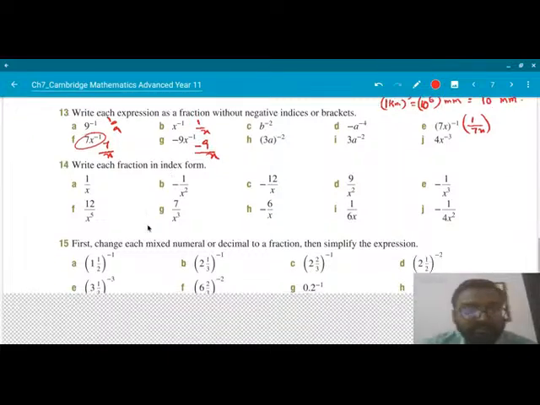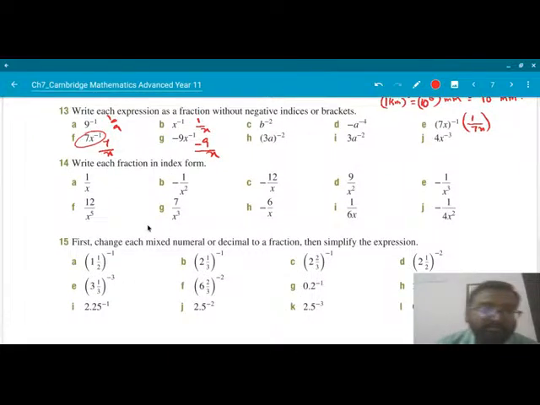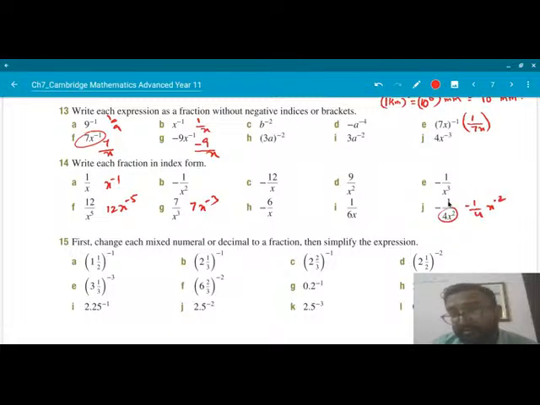Now write each fraction in index form. It is x power minus 1, 12 into x power minus 5, 7 into x power minus 3, minus 1 by 4 into x power minus 2. Don't bring the entire 4 because it's a product. You have to keep it separate. It is minus 1 by 4. The coefficient has no role with the power of the exponent. So it is minus 1 upon 4 into x power minus 2.